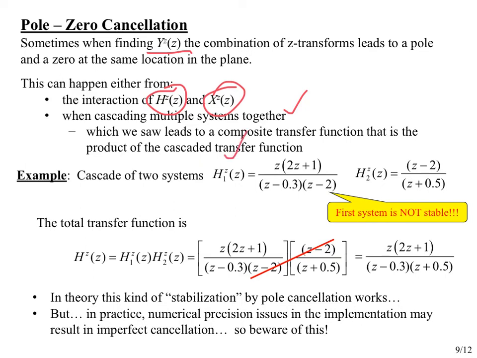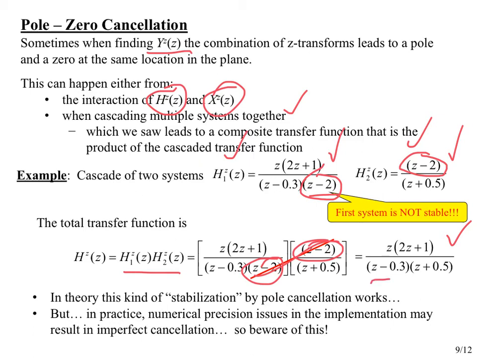Let's say H1 looks like this and H2 looks like that, and we look at this and say, okay, here's a pole outside the unit circle, and so therefore the first system is not stable. And then we go into a second system that looks like this, and notice that we have the same factor in the numerator. So if we look at the total transfer function for this cascade of these two systems, it's just the product of the two. And therefore, mathematically, we have a z minus 2 and a z minus 2, so we should be allowed to cancel those out. And we're left with something like this that suddenly is stable.